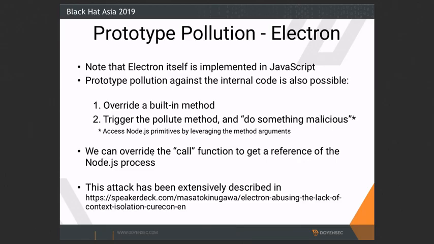Just as a matter of reference, you also need to know that prototype pollution and the problem around context isolation affects things outside of preload as well. So Masato has done amazing research. You have the slides here. The bottom line is that you can override the call function, and basically one of the arguments of the call function at some point of the application execution is actually a process object, and so you can leverage the process object to get back access to node.